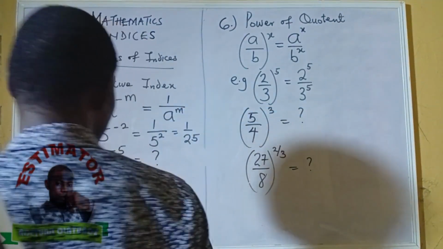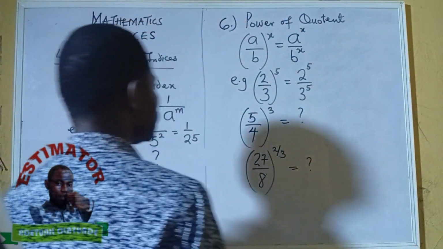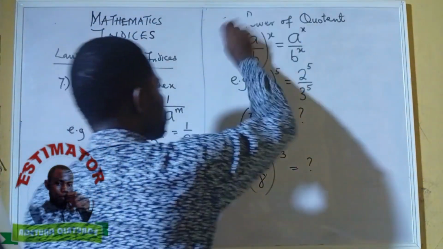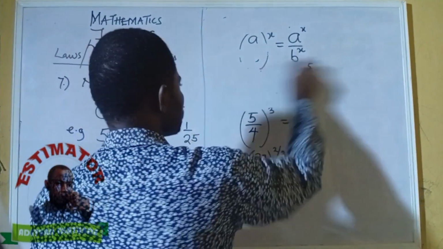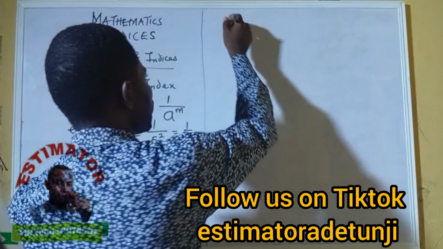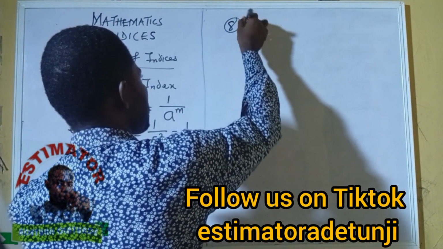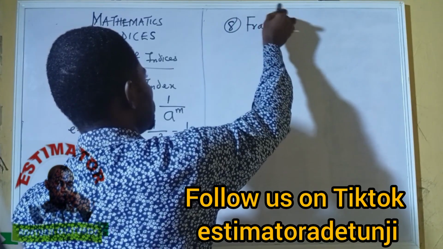So I'm going to rule number 8 now. Rule number 8 is very interesting. Rule number 8, I call it fractional index.